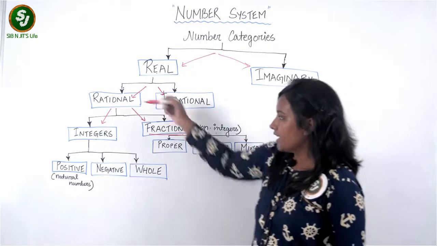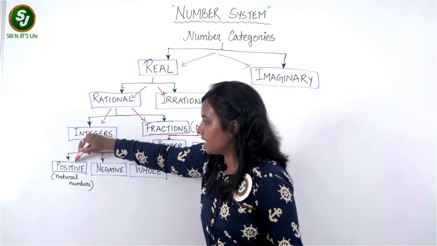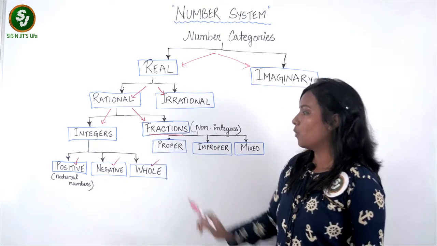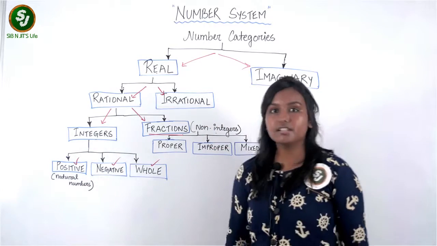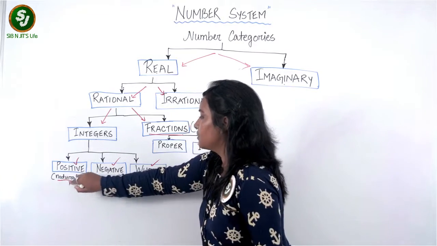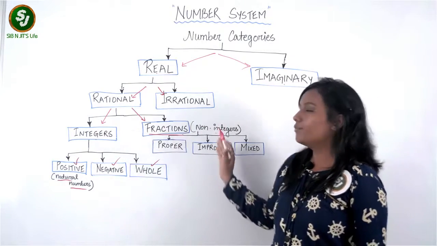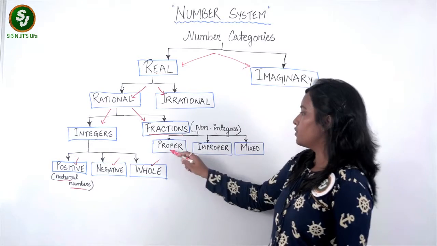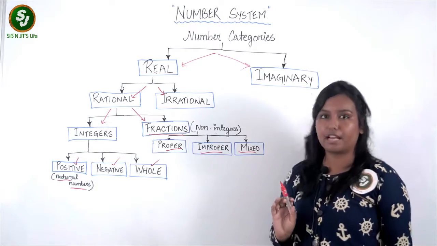These integers are again subdivided into three types, that is positive, negative and whole numbers. Positive integers are also termed as natural numbers. So moving on to the fractions. Fractions also have three divisions, which is your proper, improper and mixed fractions.